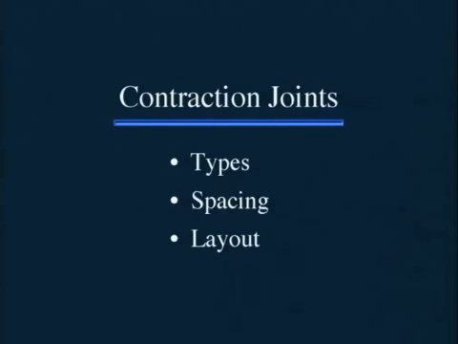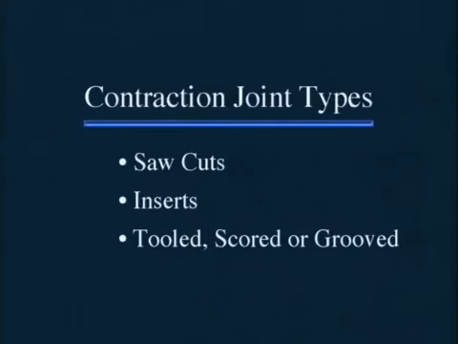The next recommendation is the use of contraction joints. Contraction joints are a topic of major significance in avoiding cracks on grade. Pay attention to this section. I'll cover the topics of the different types of contraction joints, their spacing, and layout. Let's start with the different types of contraction joints. These are saw cuts, inserts, tooled, scored, or grooved joints.